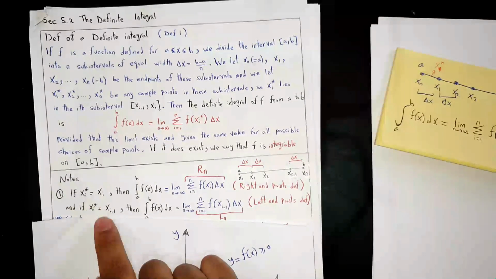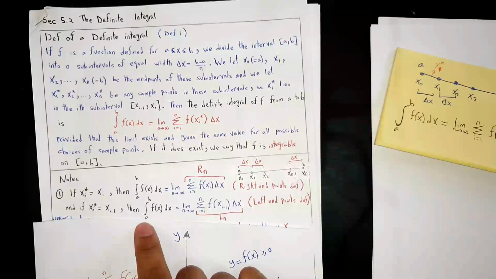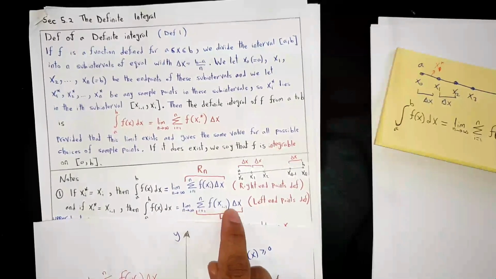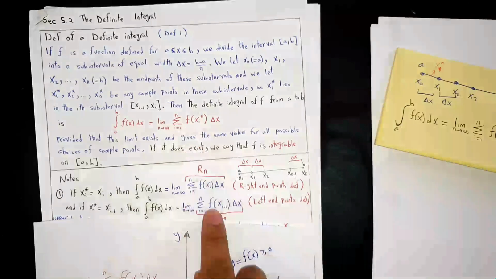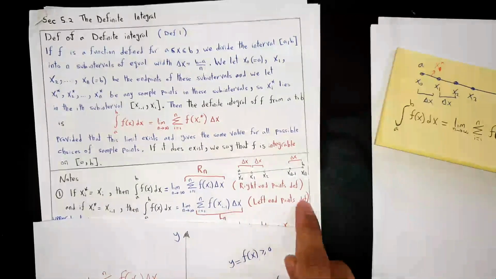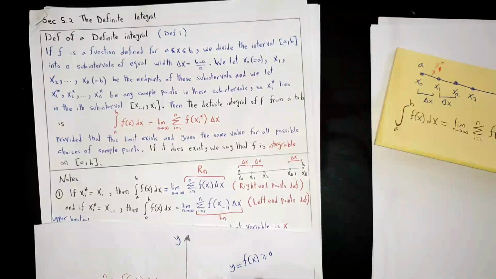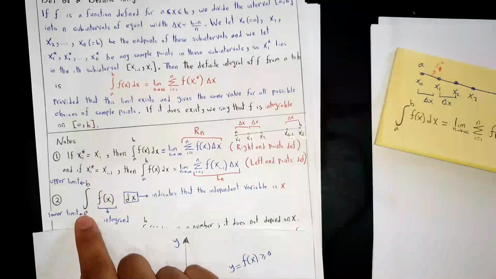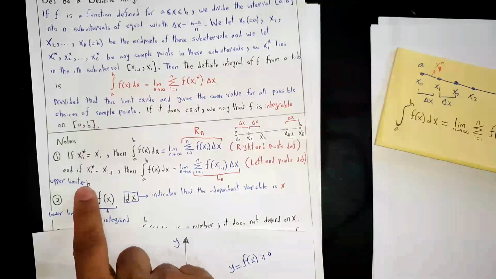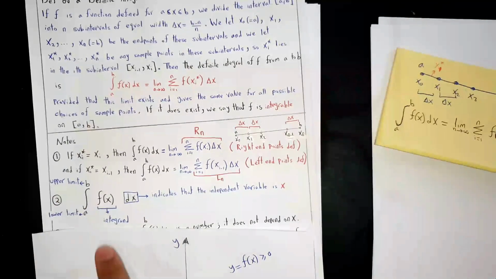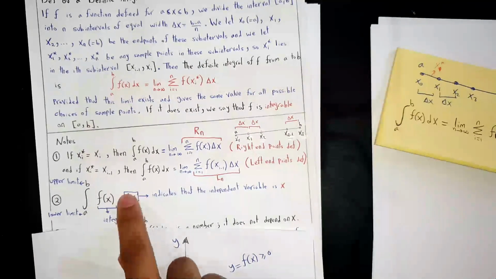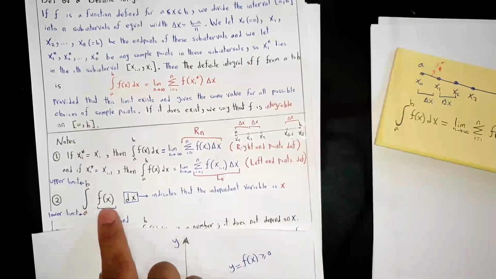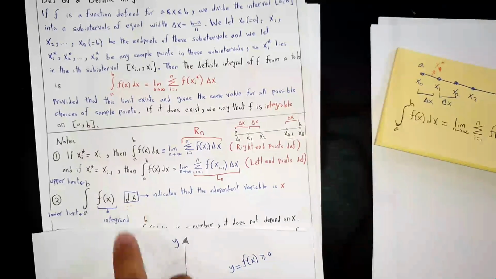Also, if we change xi star to be xi minus 1, then we get the integral from a to b f of x dx, limit of summation f of xi minus 1 delta x. See here, we change xi star by xi minus 1. And this definition is called left end points definition. Also, for this integral, we call the number a the lower limit and we call the number b the upper limit. The function here is called the integrand, and dx indicates that the independent variable is x. That means we integrate the function with respect to this variable x.